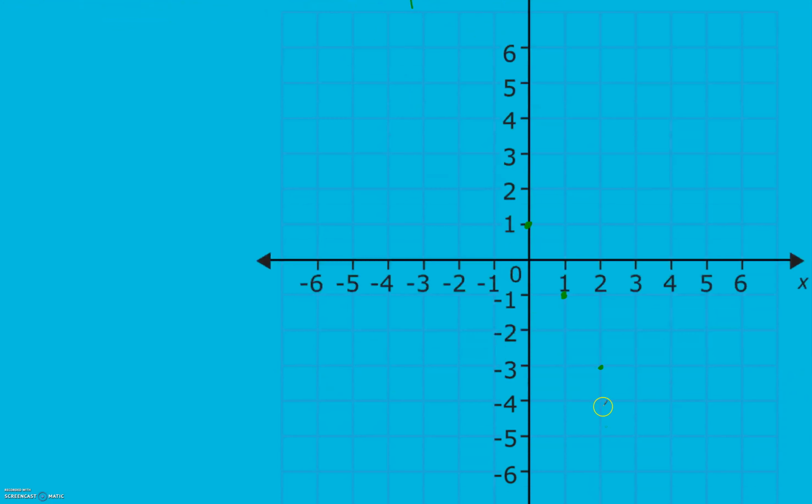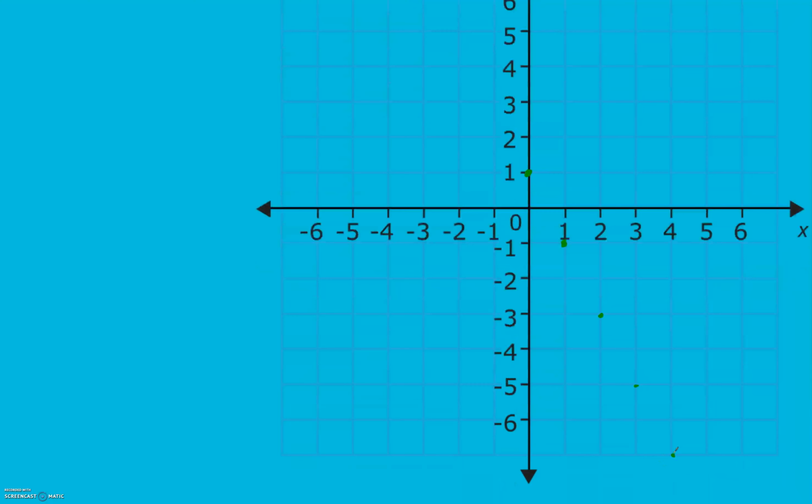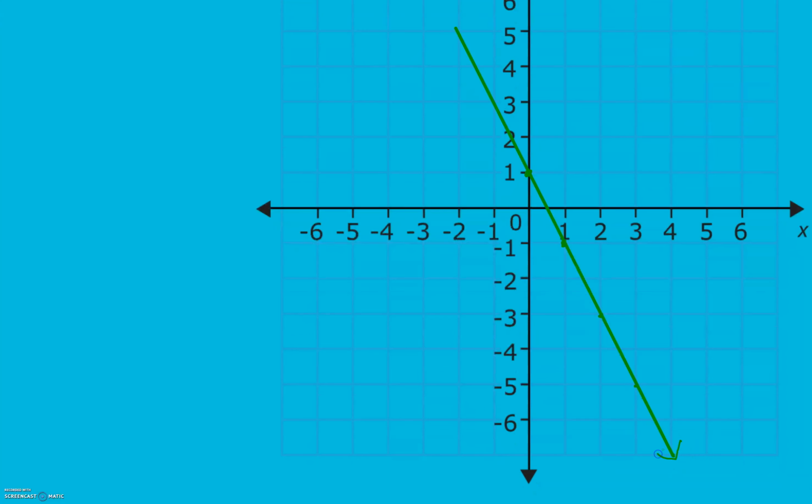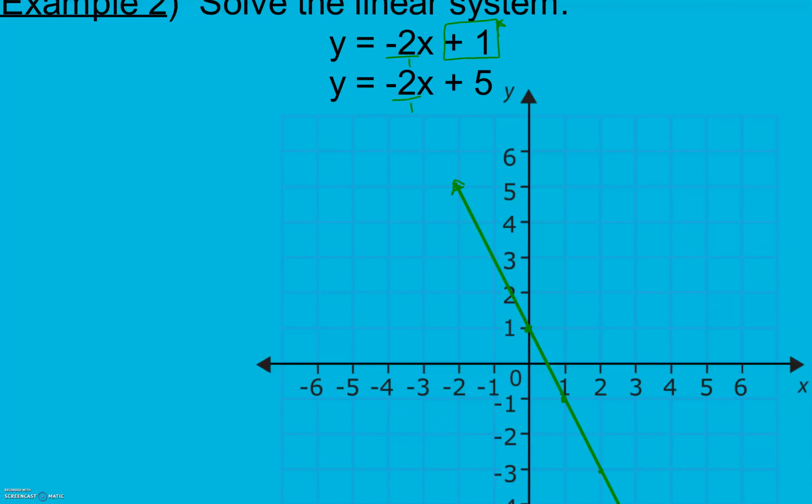And again, we're going to extend that pattern so that we have an accurate line. And then we're going to take our straight edge and connect our dots. Arrows to show they continue. And there we go.